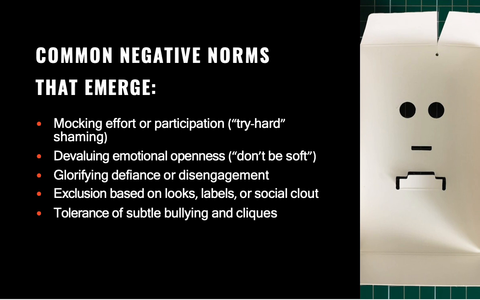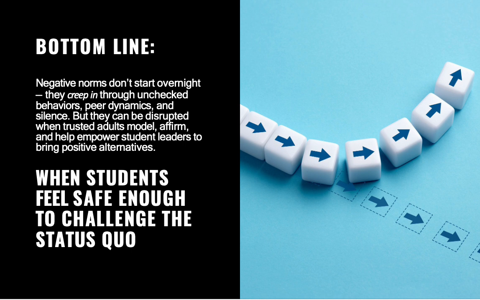Common negative norms that emerge: mocking effort or participation, the try-hard shaming that's going on, devaluing emotional openness, the idea of don't be soft, don't be vulnerable, glorifying defiance or disengagement, exclusion based on looks, labels, or social clout, tolerance of subtle bullying, and negative cliques. Bottom line, negative norms don't start overnight. They creep in through unchecked behaviors, peer dynamics, and silence. But they can be disrupted when trusted adults model, affirm, and help empower student leaders to bring positive alternatives, when students feel safe enough to challenge the status quo.